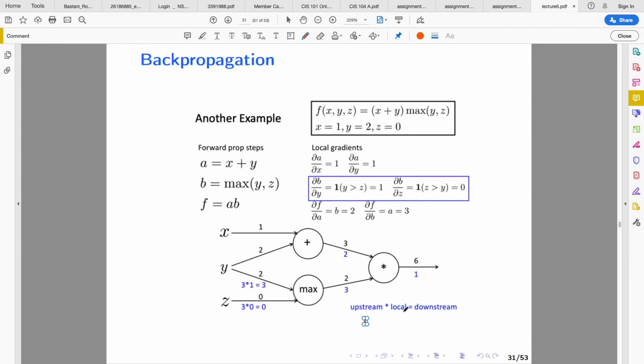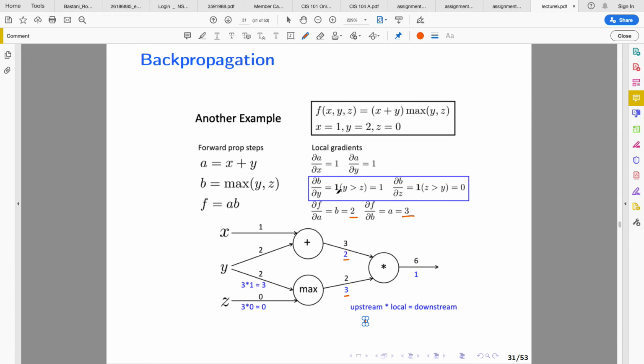Then we go on to our local stream, where we do a partial derivative of f with respect to a in this place. The partial derivative of f with respect to a gives us 2, which is the 2 here. Partial derivative of f with respect to b gives us 3, which is the 3 here. And by the time we come in here, we have the partial derivative of b with respect to y, which gives us a 1.